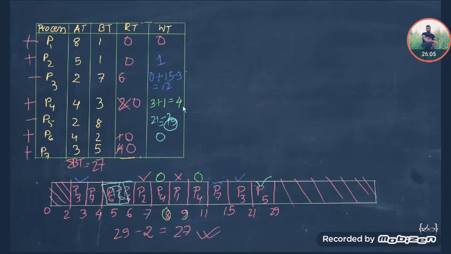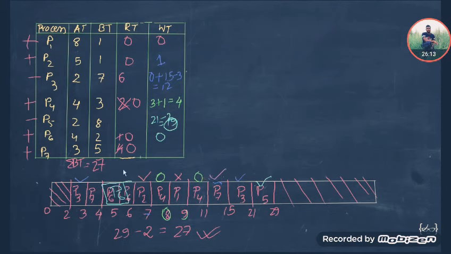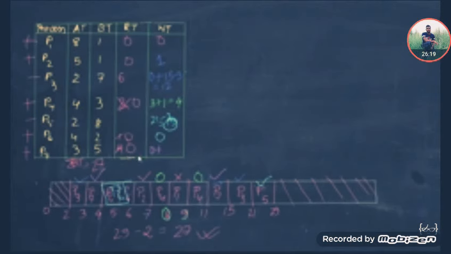For P7, it appeared, let's change the color first. P7 has appeared here once and here once. Alright, so P7, 3 minus 3 is 0. So 0 plus this finishing time and this arrival time. So 11 minus 4, we get 7. So the waiting time is 7. Alright, so these are the answers for the waiting time: 0, 1, 12, 4, 19 and 7.